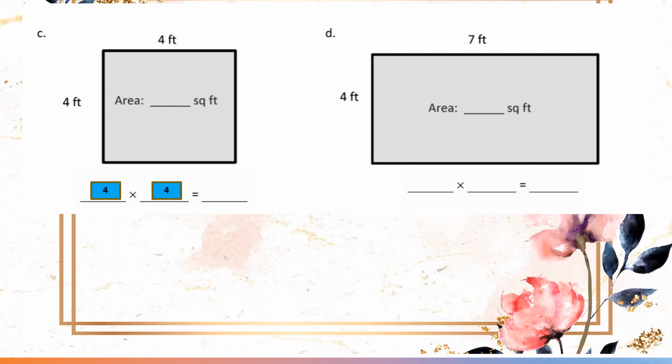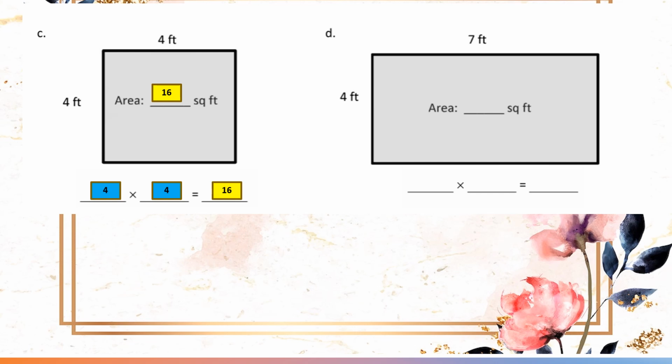And what is 4 times 4? Take a moment to think about that. You may need to skip count or create a ratio table. That's fine. The answer that you should receive when you multiply 4 times 4 is 16. So our area for the square under letter C is 16.